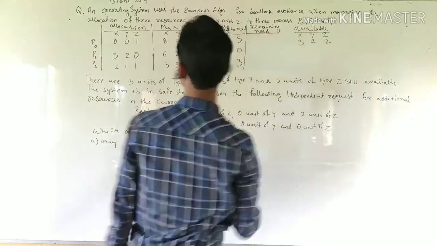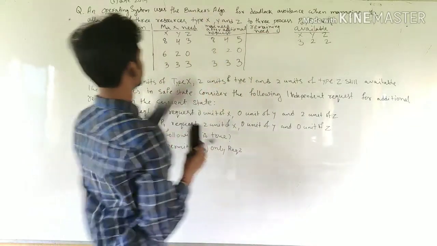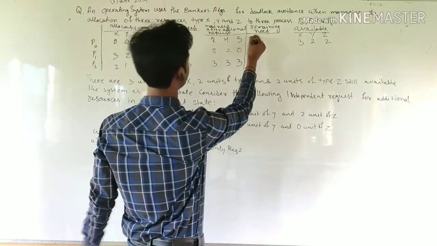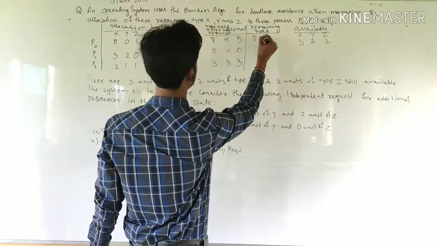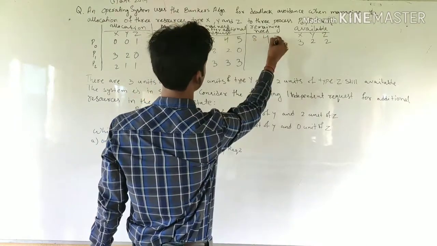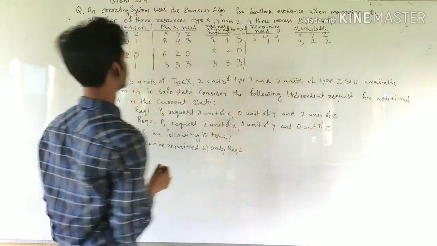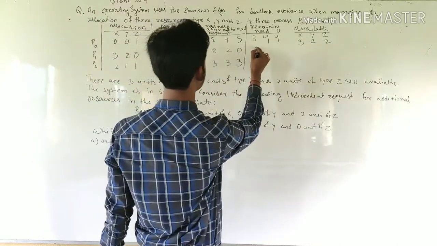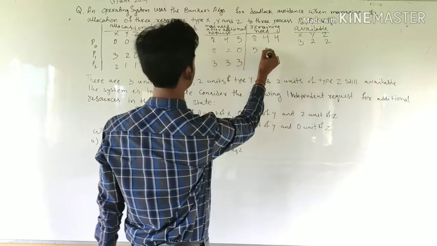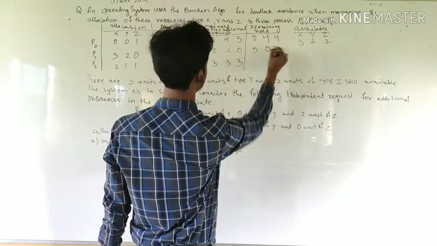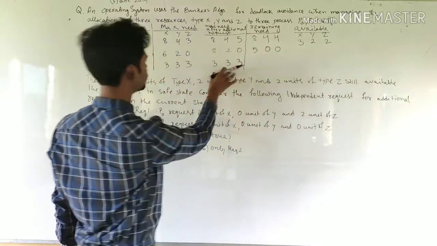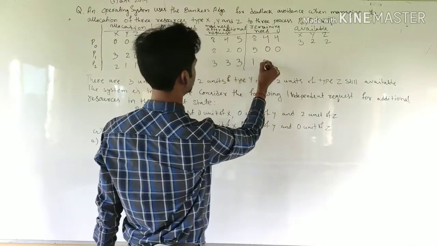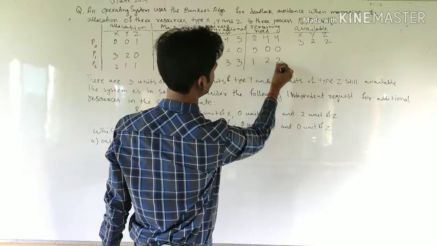What is the remaining need for P0? 8 minus 0 is 8, 4 minus 0 is 4 and 5 minus 1 is 4. For P1, 8 minus 3 is 5, 2 minus 2 is 0 and 0 minus 0 is 0. For P2, 3 minus 2 is 1, 3 minus 1 is 2, 3 minus 1 is 2.